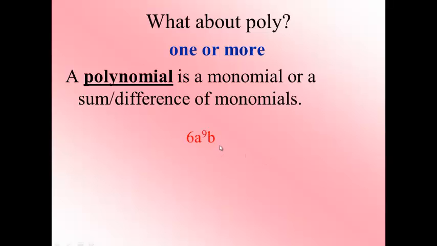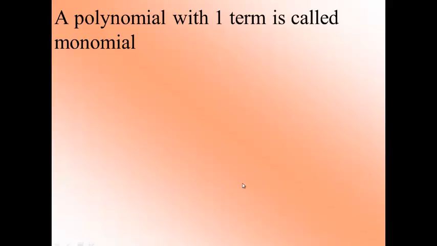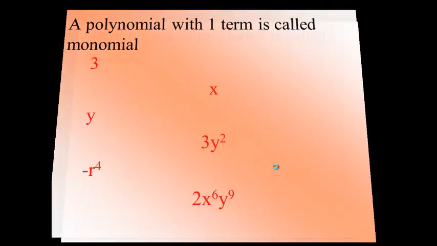This is an example of a polynomial. This is also an example of a polynomial. A polynomial with one term is called a monomial. This is a monomial. Another example. So each of these will be an example of a monomial.